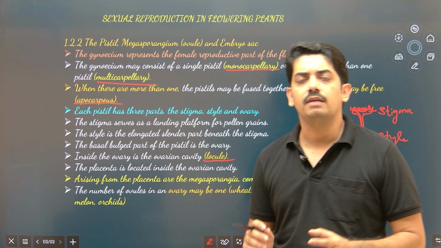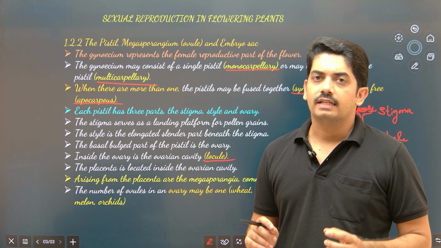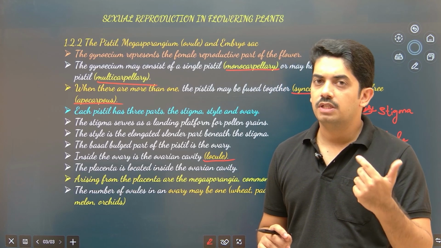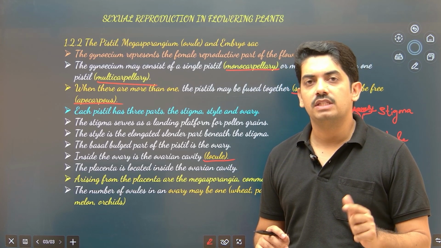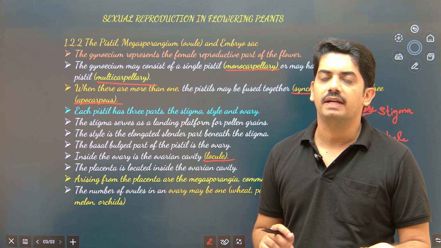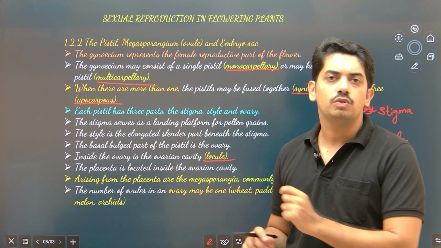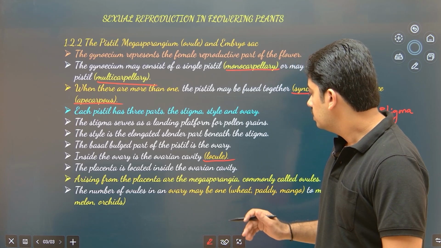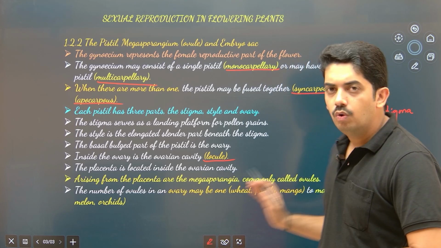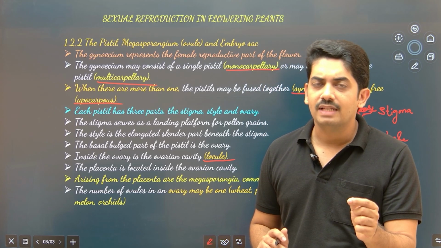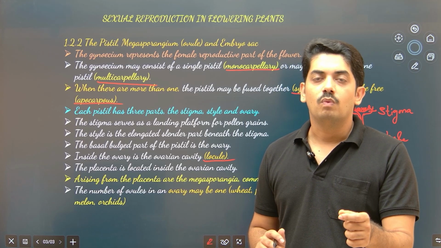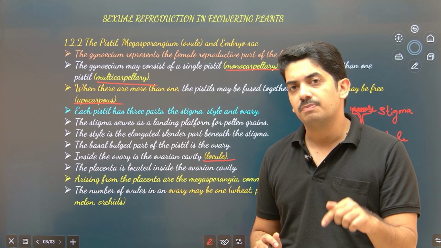Now this term is very important. Don't get confused. Megasporangium is different, megasporangia is different, megaspore is different. So likewise, you should be very careful while using these words. Okay, so megasporangia commonly called the ovules. Now megasporangia is nothing but what? Ovule. Why they have used the term megasporangia?